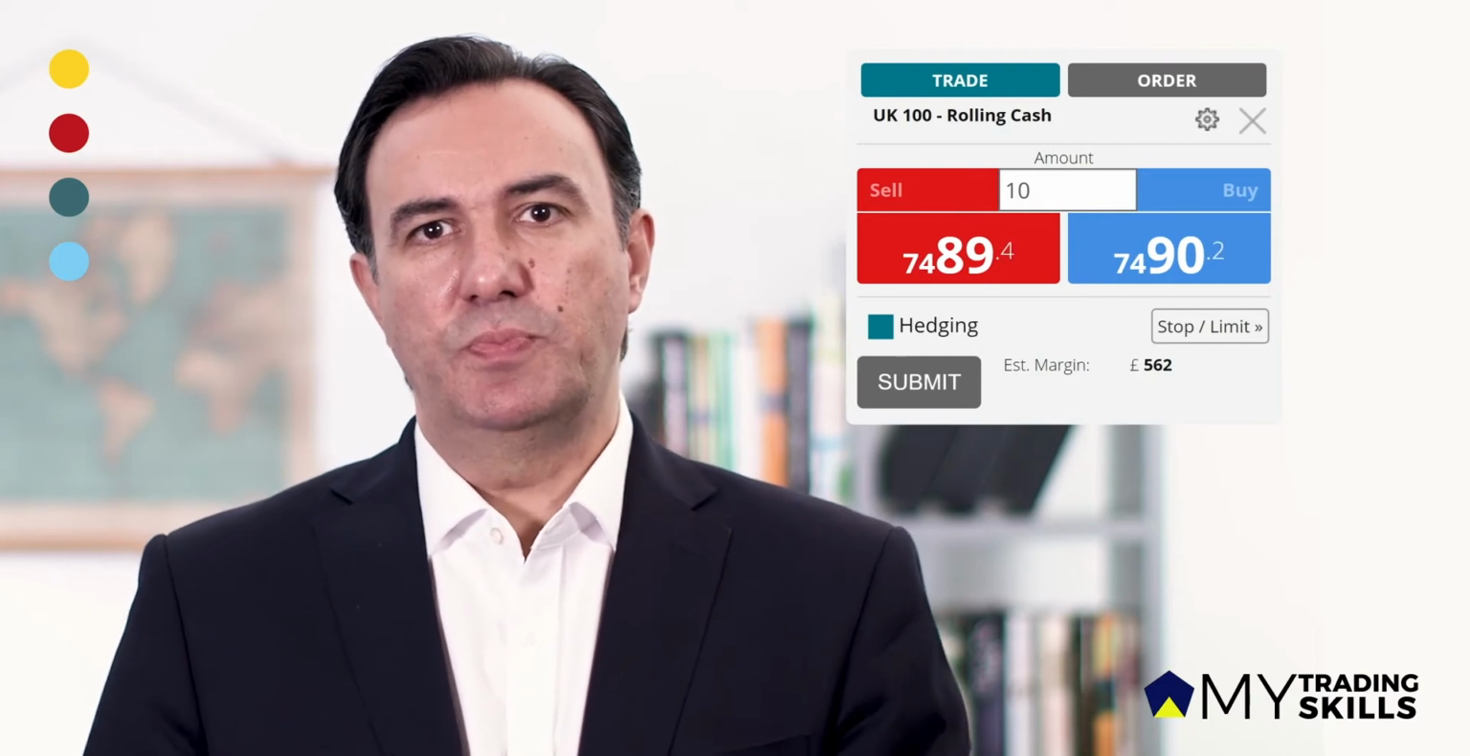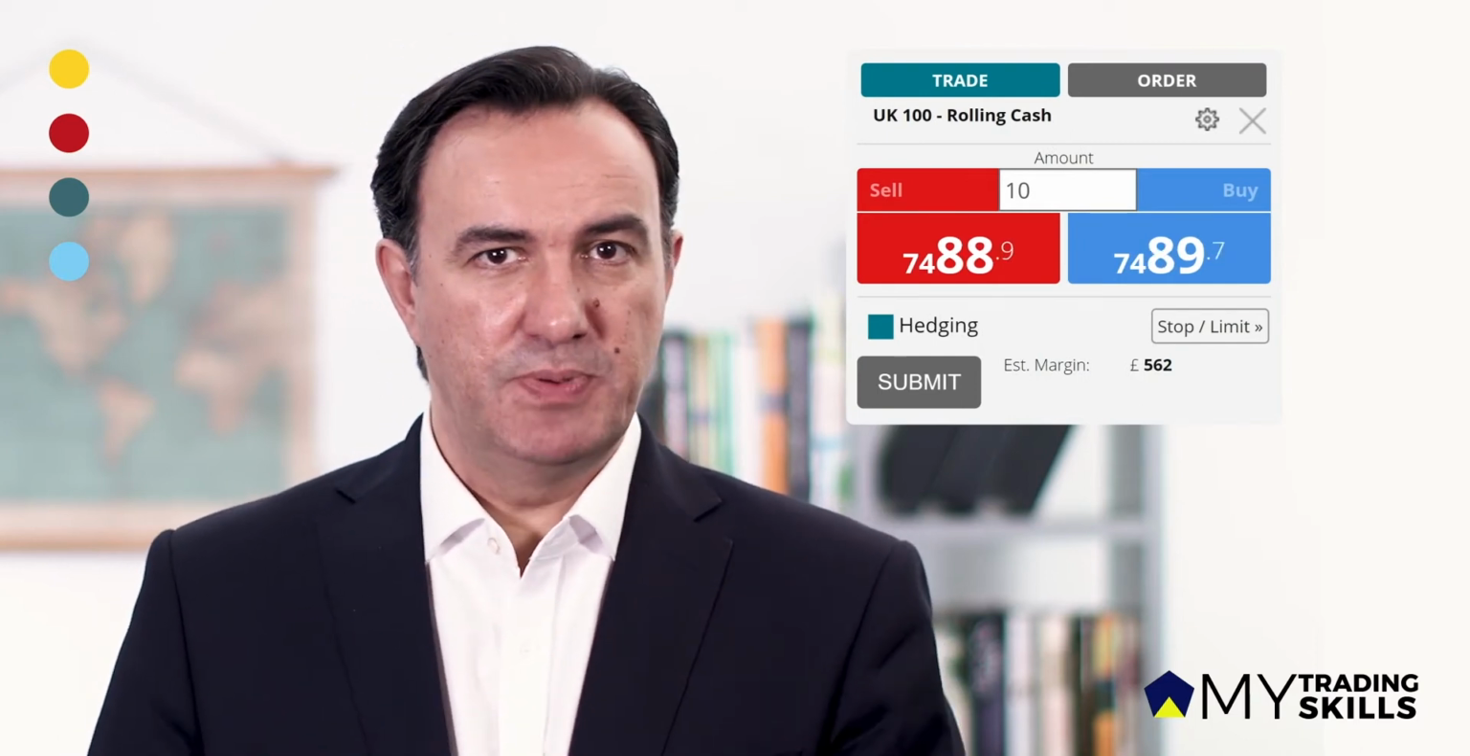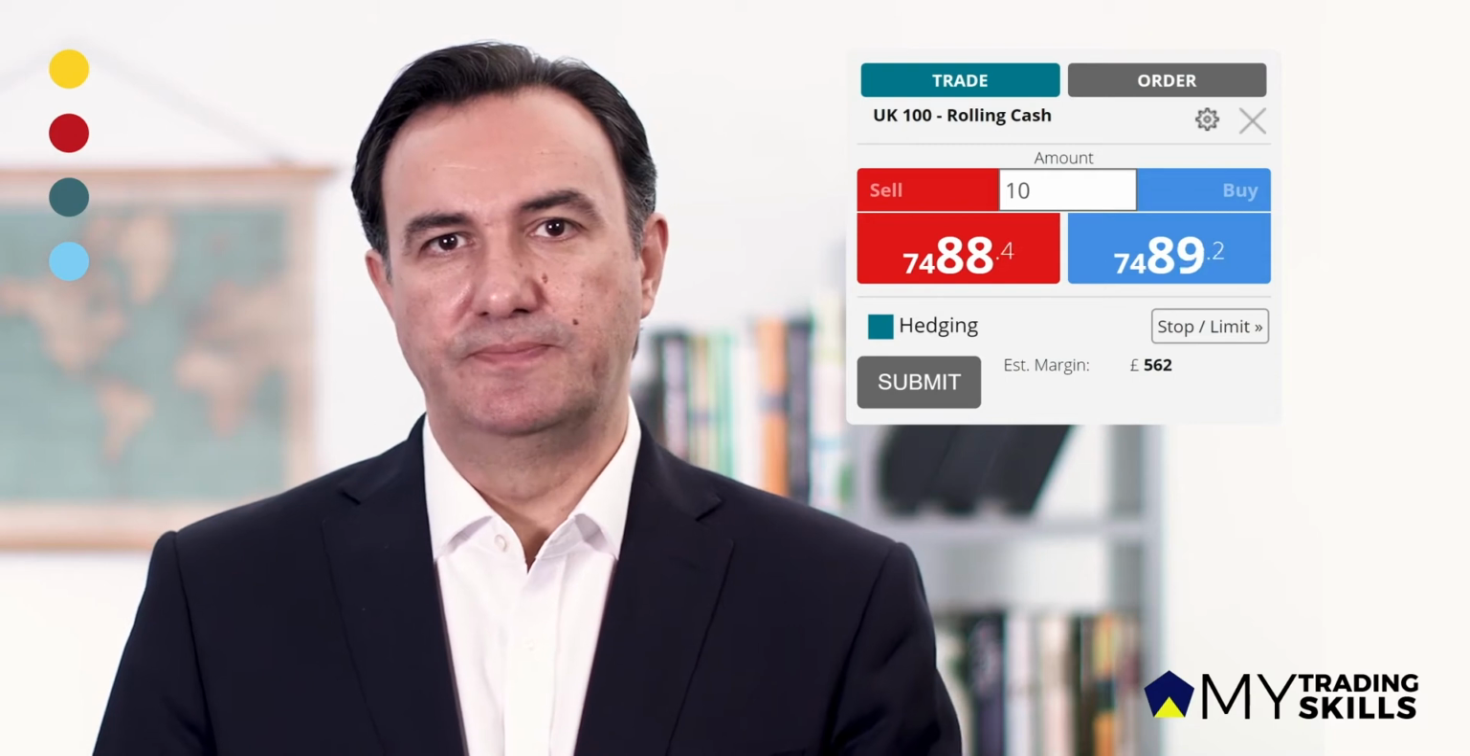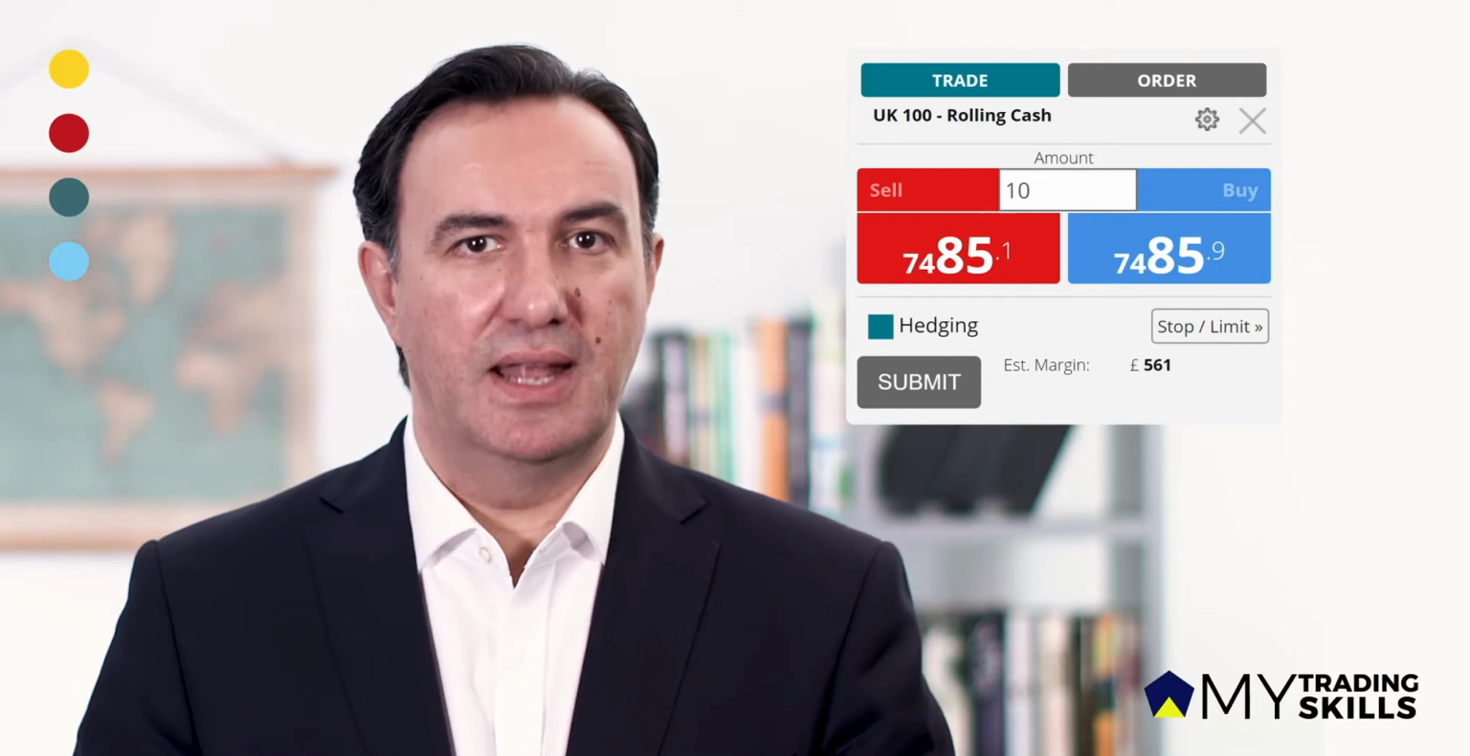Let's do a simple experiment. Let's say I wanted to place a spread bet for £10 per point on the UK 100. Let's pause the ticket so I can explain. I can sell at 74.85.1 and I can buy at 74.85.9. Can you see that? Yes, that's what the broker is quoting.